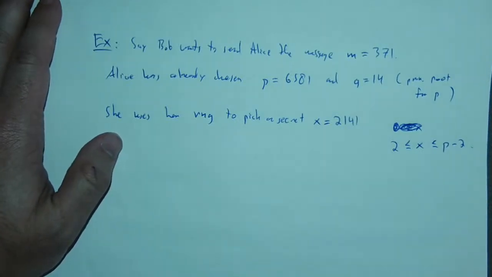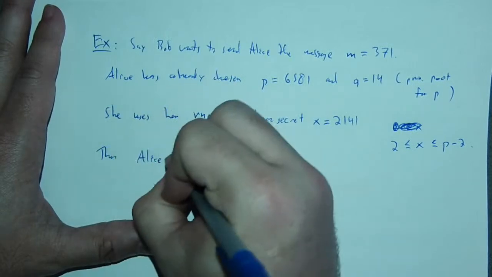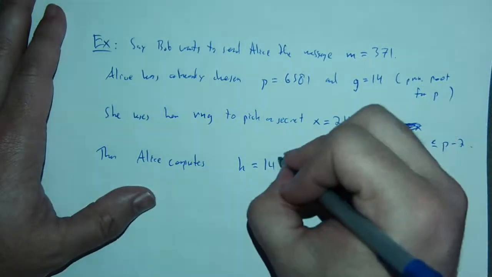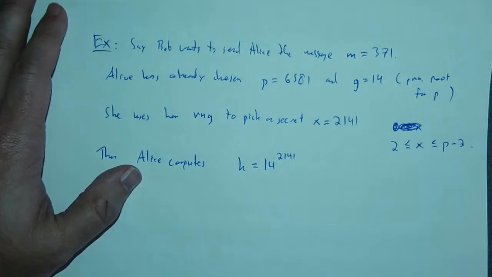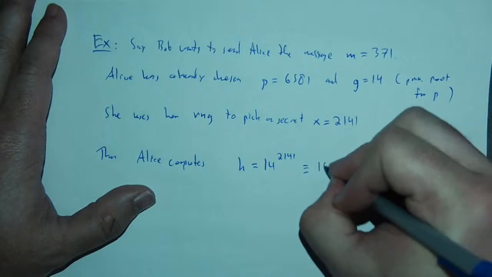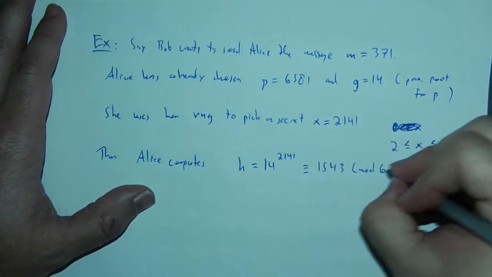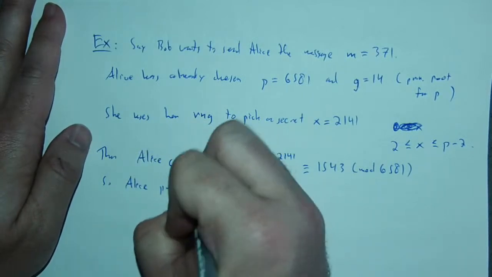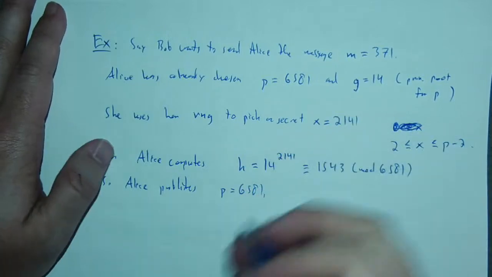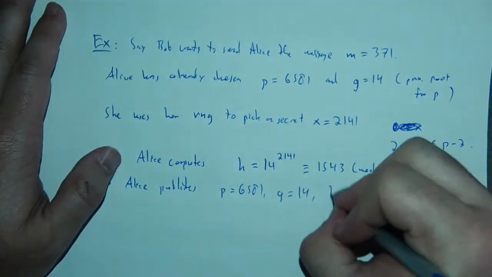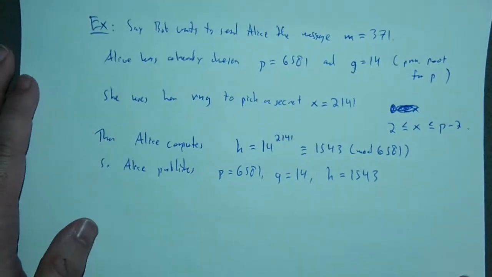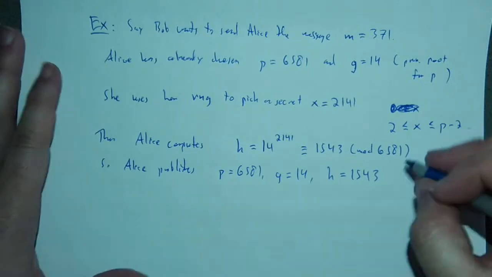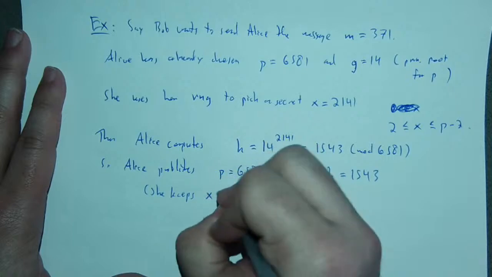Okay. All right, so then Alice computes H, which is 14, her chosen G here, to this 2,141 mod 6,581. And it turns out this is 1,543 mod P. Okay, so Alice publishes P, which is 6,581, G, which is 14, and H, which is 1543. So she publishes this to her online ElGamal public key directory, right? So she keeps X, which is 2,141, private.